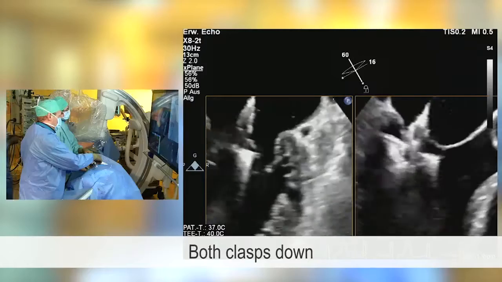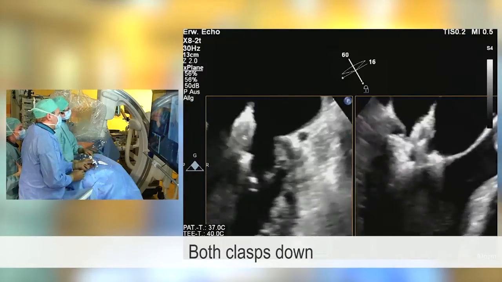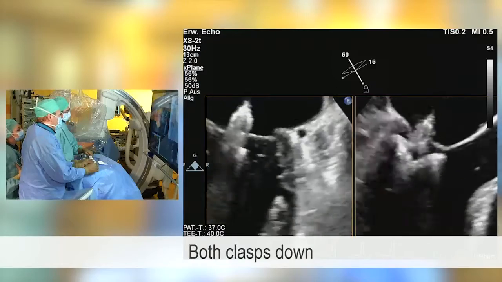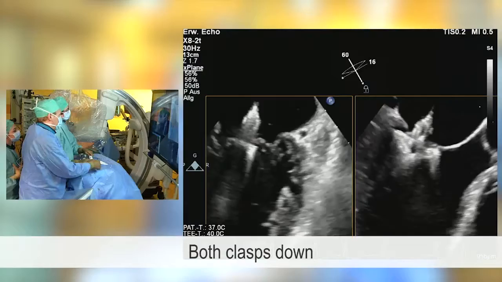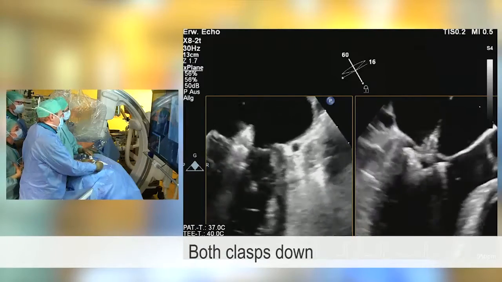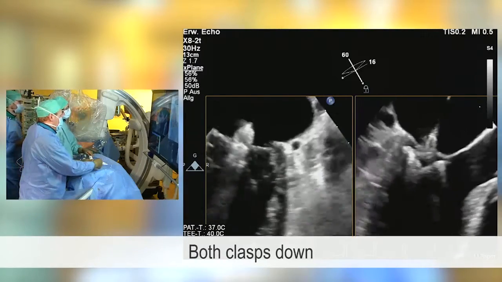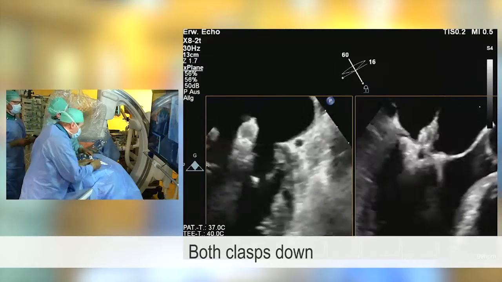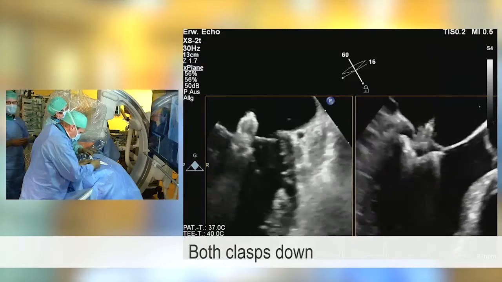The device is then retracted even further. We see that there's more tension on the leaflets. All these steps can be done slowly with double checking on echo and fluoroscopy. There's no need to rush. So both leaflets are nicely on, both leaflets are touching the apex of the device, and this is the time where the clasp can be put down.